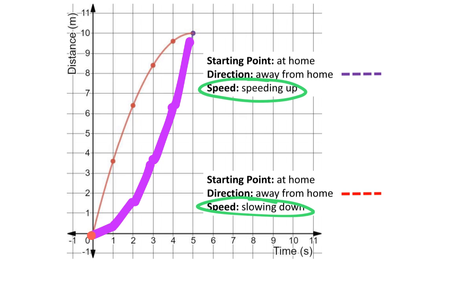Now look at the steepness of the red line. You'll notice that it's getting less and less steep. If it's getting less and less steep, it is moving slower and slower and slower, which means it is decelerating, it is slowing down.